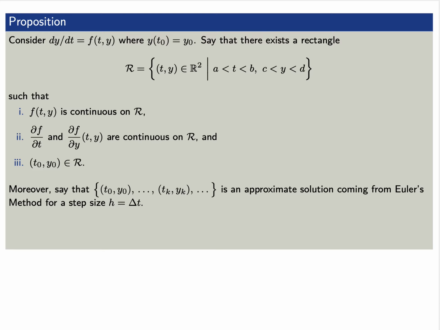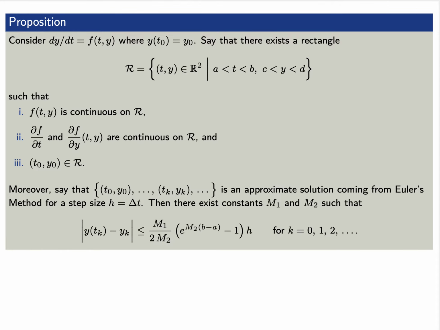But moreover, let's say that we try to find an approximate solution using Euler's method for some step size h. The main result here states that there exist constants m1 and m2 such that the error, namely the absolute value of y evaluated at tk minus y sub k, is less than or equal to a constant times the step size h. This constant is m1 divided by twice m2 times the exponential e to the m1 times b minus a, minus 1. Notice that this is true for all indices k being 0, 1, 2, and so forth.